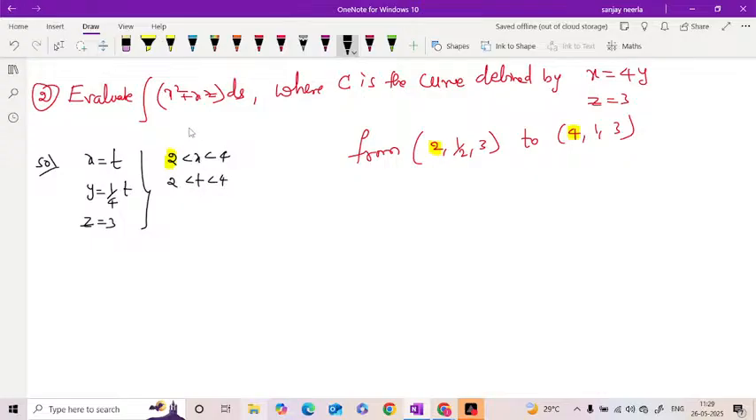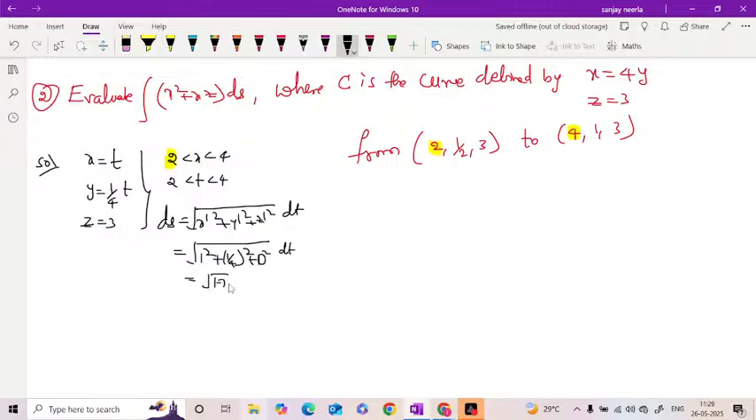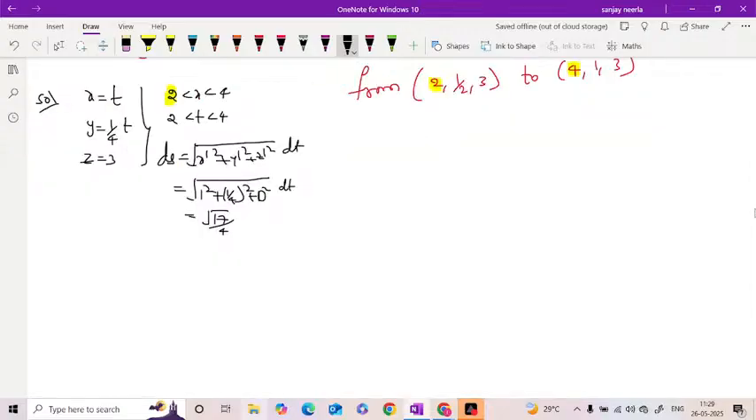Okay. That means now we have the parametric form: x is equal to t, y is equal to 1 by 4 into t, z is equal to 3. Just find the ds. What is the ds here? Under root of x dash square plus y dash square plus z dash square into dt. Just differentiate. We get 1 square plus 1 by 4 whole square plus 0 square, because after differentiating z it is 0, into dt. Finally we get root of 17 by 4 as the ds.